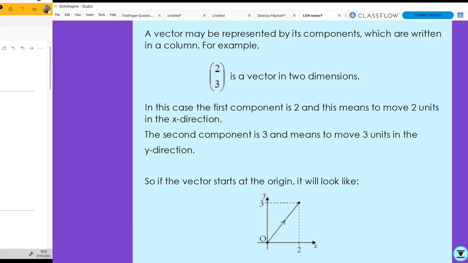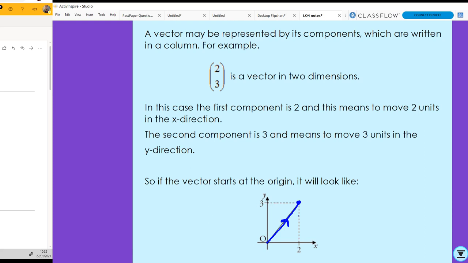So if you wanted to plot that on a diagram starting from the origin, you'd go along the x-axis for 2, up the y-axis for 3, and you plot this point. This point itself isn't the vector. You must draw the line to connect the origin to the dot, and you really should have your arrow as well to show the direction of travel. That we started at the origin, went along for 2, and up for 3.